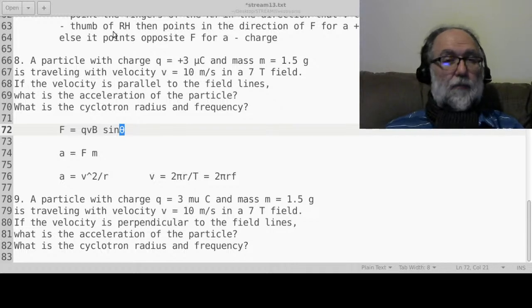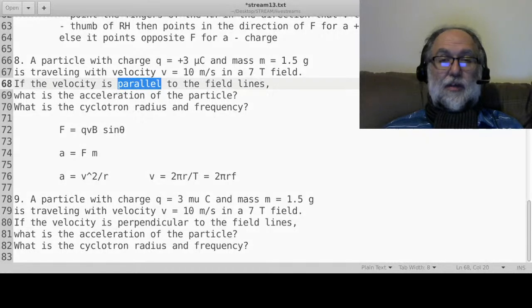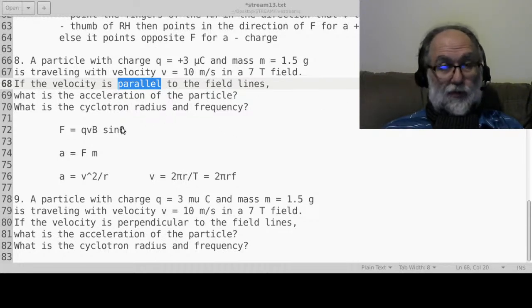But look at what I said here. I said in this problem, if the velocity is parallel to the field lines. If V is parallel to B, that means they're both in the same direction. That means that there's no angle between them. So that means that theta is 0, and so what's that force? That force is 0, and if that force is 0, that means that the acceleration is 0.